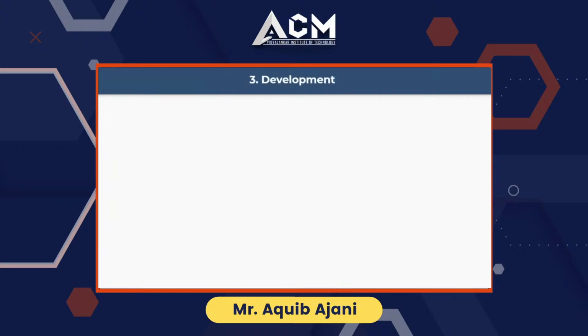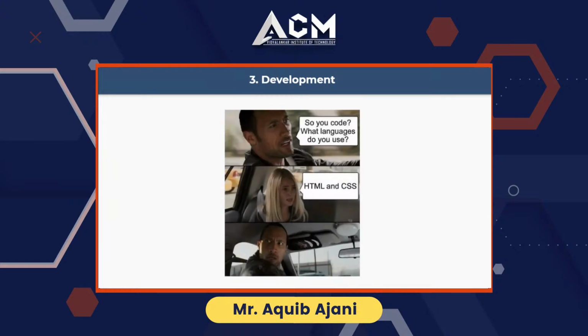And then we get to the third step, which is development. Now, when it comes to development, again, there are two things. There is front end and there is back end. Front end is developing everything or coding everything that is visible or that can be seen. Back end is coding all the functionality and the database. So that is what development is.